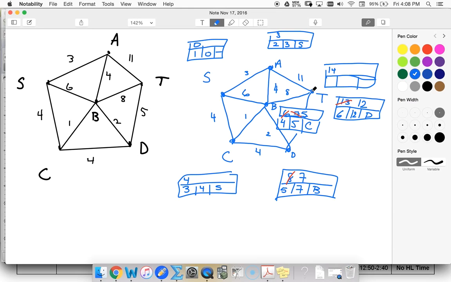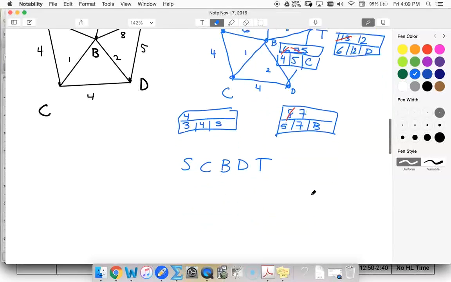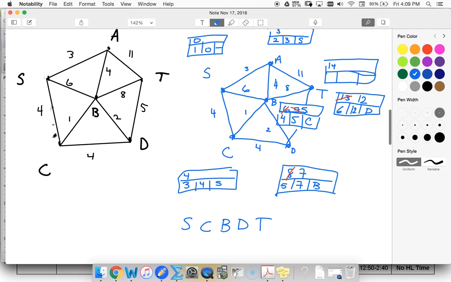Working backwards from T to see how I got there: T to D. From D, I came from B. From B, I came from C. And from C, I came from S. So the shortest path is to go SC, CB, BD, DT, and that gives me my shortest distance of 12. And that is Dijkstra's algorithm.